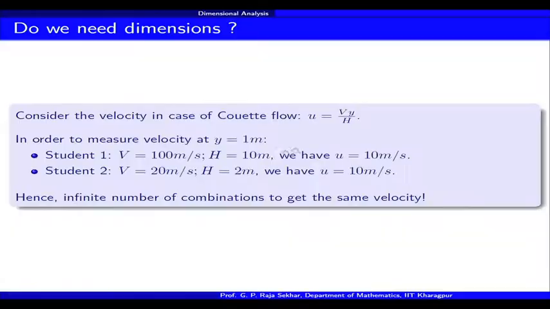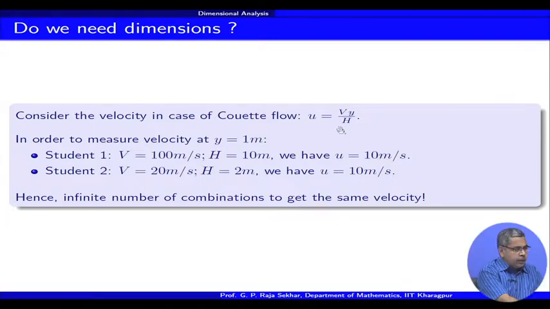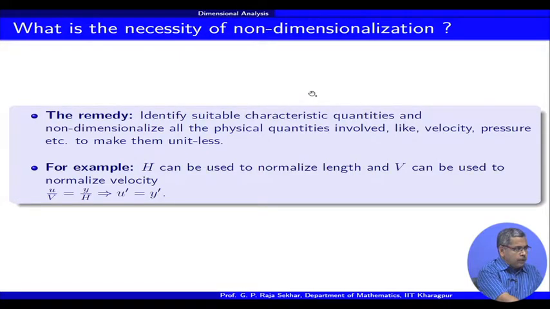So, how to resolve this? Look carefully: since u depends on these quantities, and we would like to measure the velocity at y equal to 1, you have several combinations. In order to get u equal to 10, one can take various combinations of V and h. That is the reason for an infinite number of combinations giving the same velocity. So, what is the necessity of a dimension, and what is the necessity of non-dimensionalization?